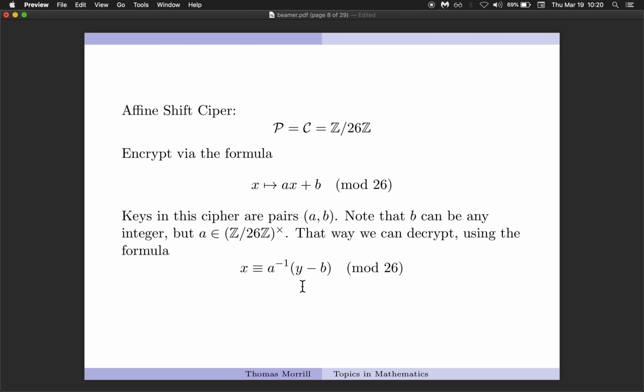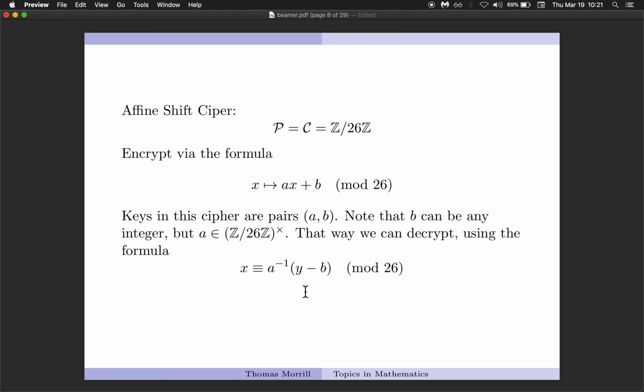Our decryption formula is going to be right here. If Y is my ciphertext, Y is the letter that has already been scrambled, in order to recover my original letter, my original residue mod 26, first I'm going to subtract off B, and then I multiply by the inverse of A. So again, B can be anything. I can always subtract by B. A has to be one of these special numbers that has a multiplicative inverse.